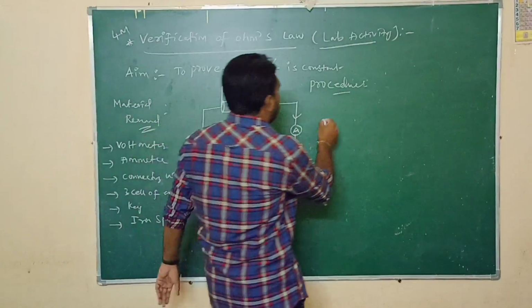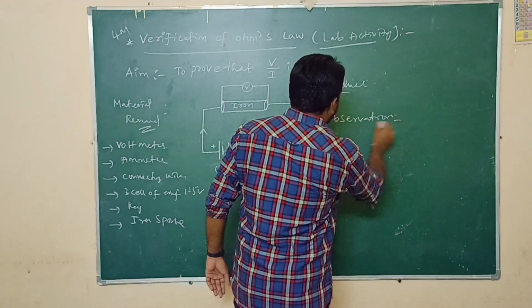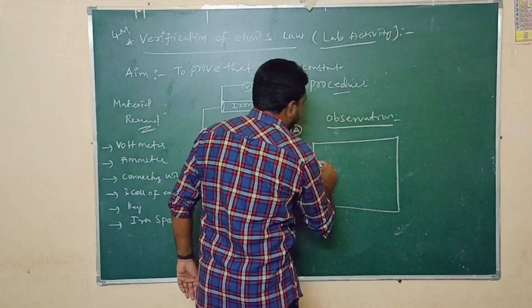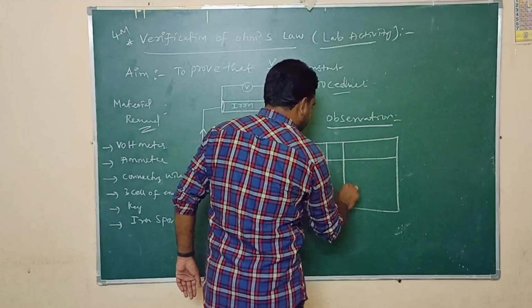Next we have to write the observation. The procedure is completed. In the case of observation, we have to draw one table here. In this table we have 4 columns.